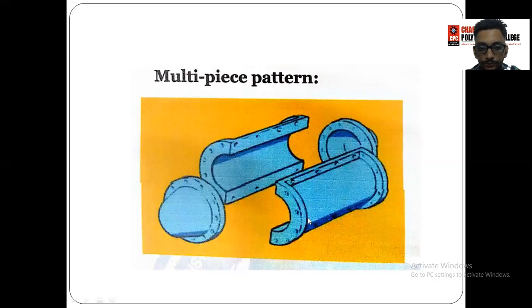First, second, third and fourth: the four parts of the multi-piece pattern.